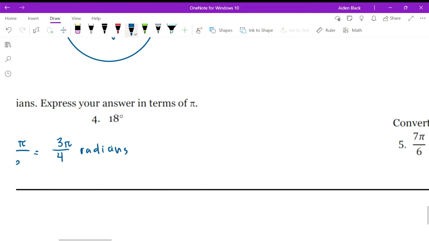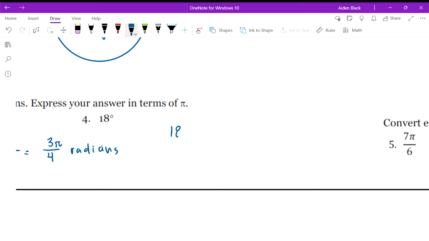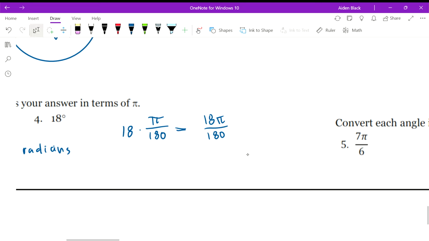Let's try it for 18 degrees. 18 times pi over 180, which is equal to 18 pi 180ths, which we can then reduce by dividing the top and bottom by 18. We get pi tenths. Okay, pi tenths radians.